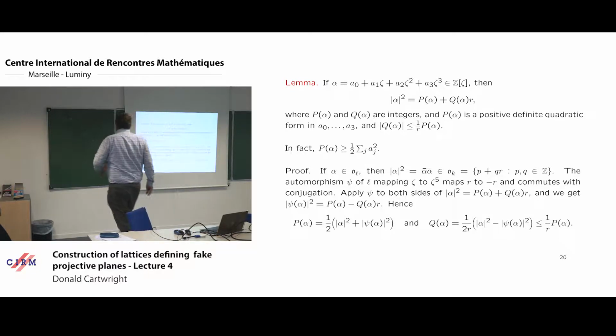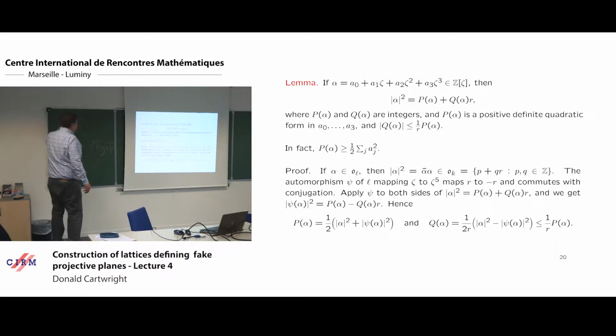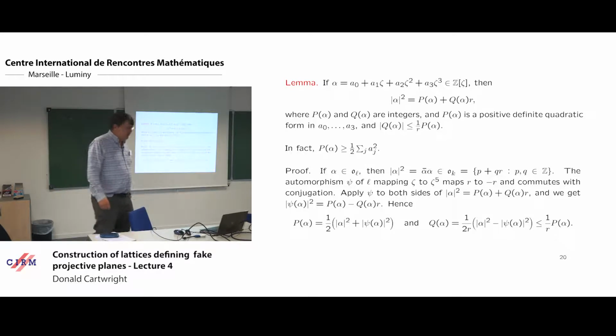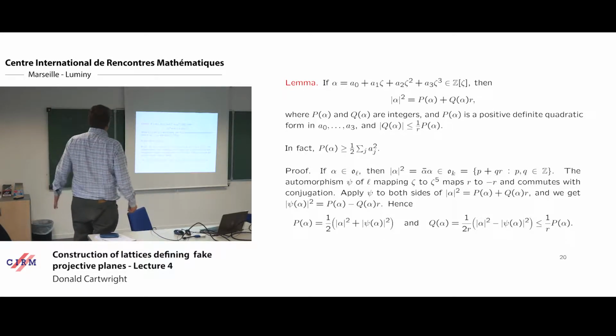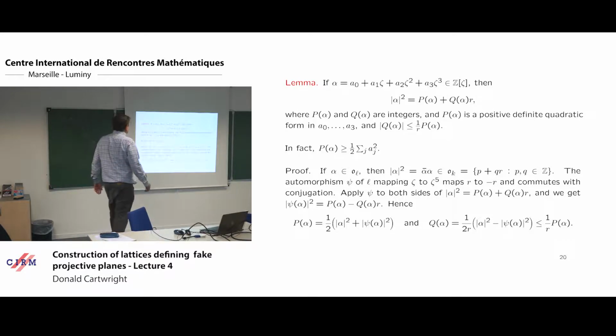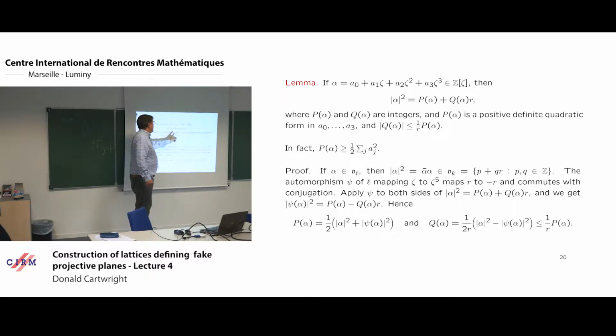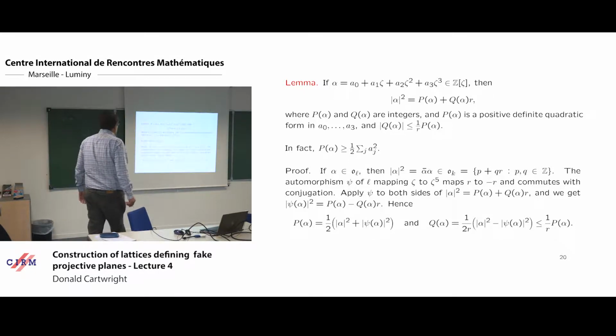Okay. So to break this down even further, here's a tiny bit of very elementary number theory. We're looking at algebraic integers in this field, and if you take the absolute value squared, it has to be an integer plus an integer times r. And p is positive definite, and q is bounded by 1 over r times p. And not only is it positive definite, but it satisfies that.